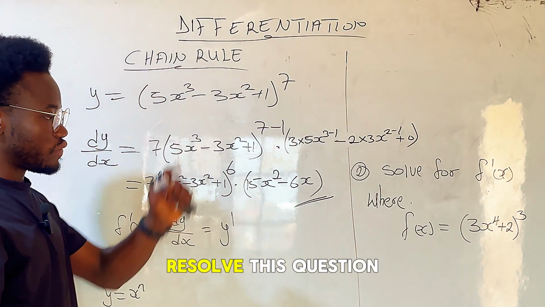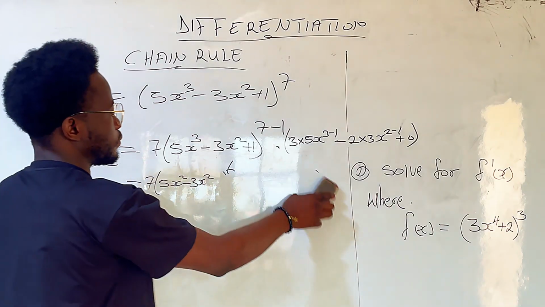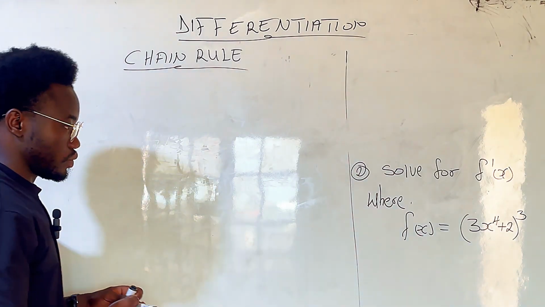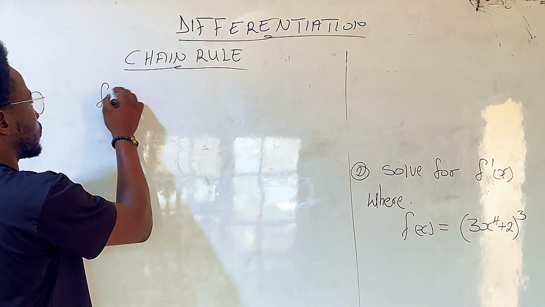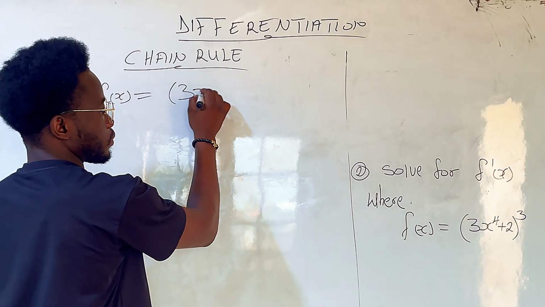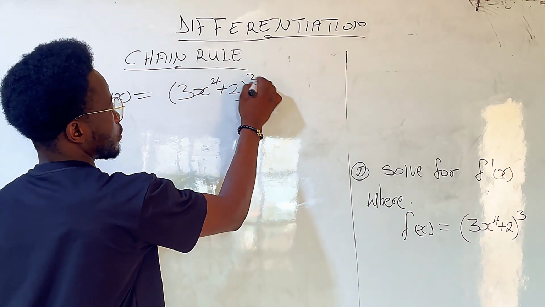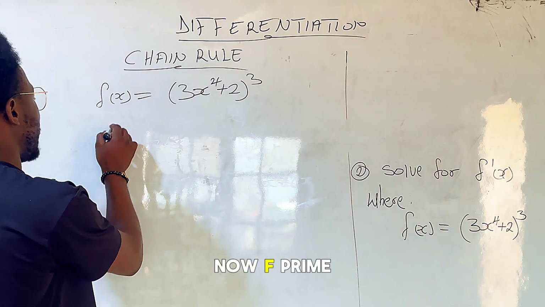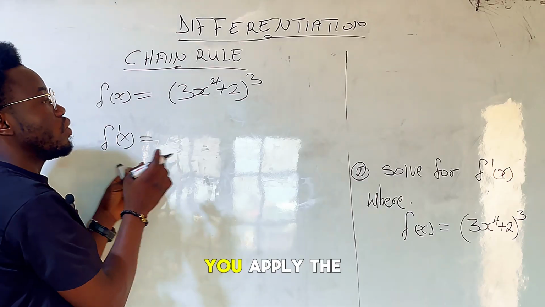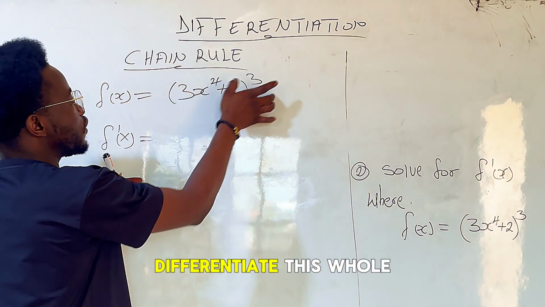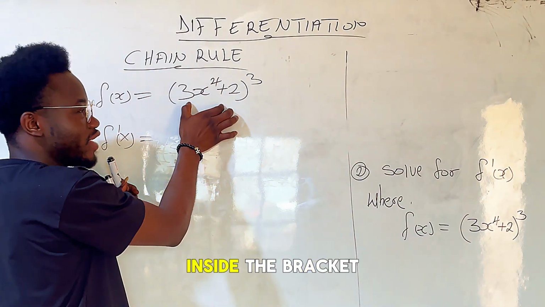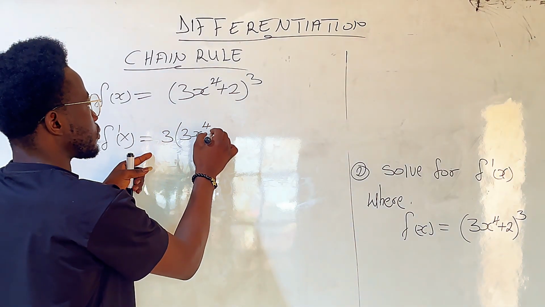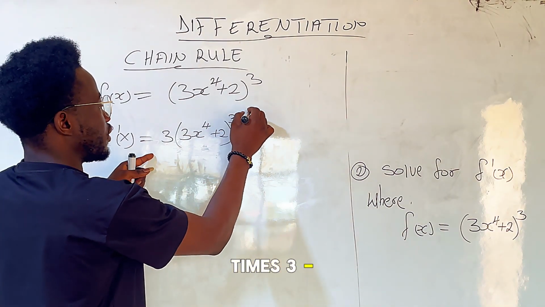I'm going to clean this and we'll solve this question. The question is giving us this, and we are asked to find f prime of x. Now, f prime of x is equal to, you apply the chain rule, you differentiate this whole function, multiply by the differential of what is inside the bracket. So if I'm differentiating the whole function, I have 3 multiplied by what is in the bracket, exponent 3 minus 1. So I'm done with it.